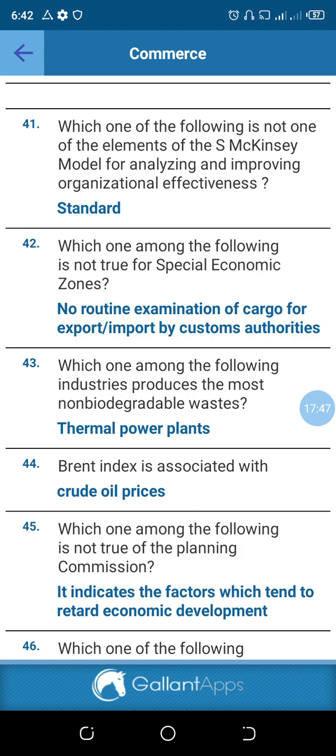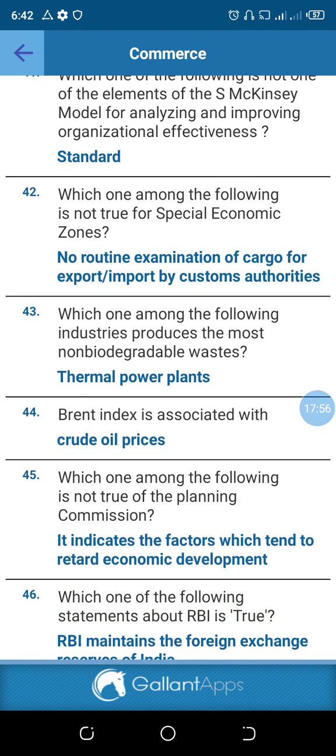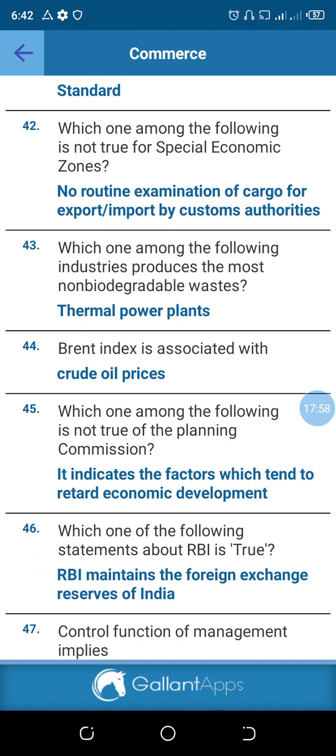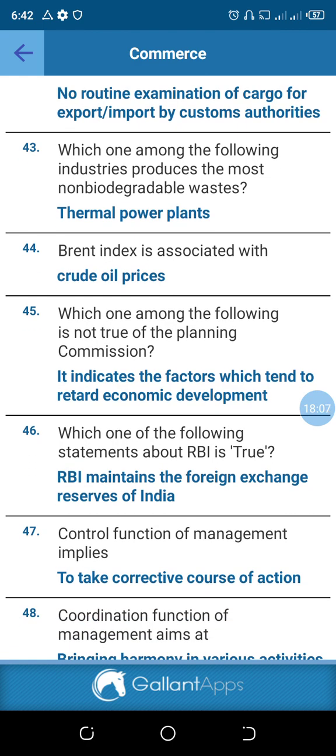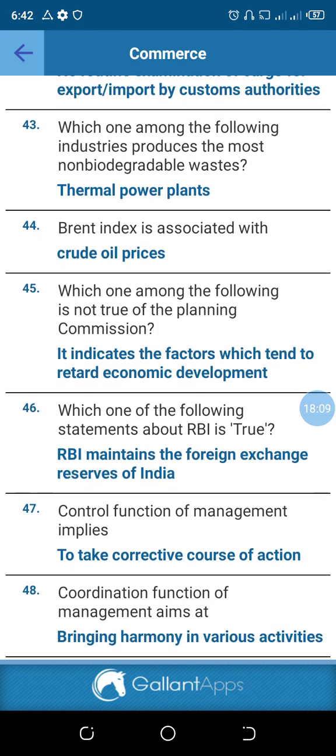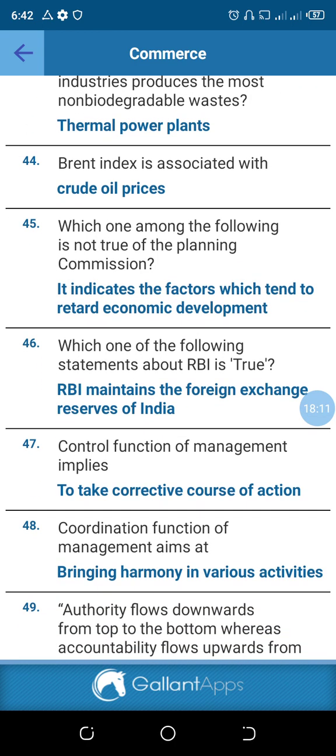Which one among the following is not true for special economic zones? No routine examination of cargo for export and import by customs authorities. Which one among the following industries produces the most non-biodegradable waste? Thermal power plants. The Brent index is associated with crude oil prices.